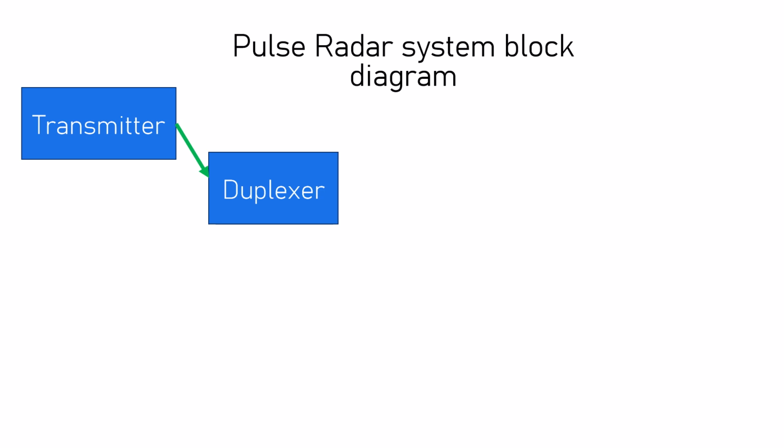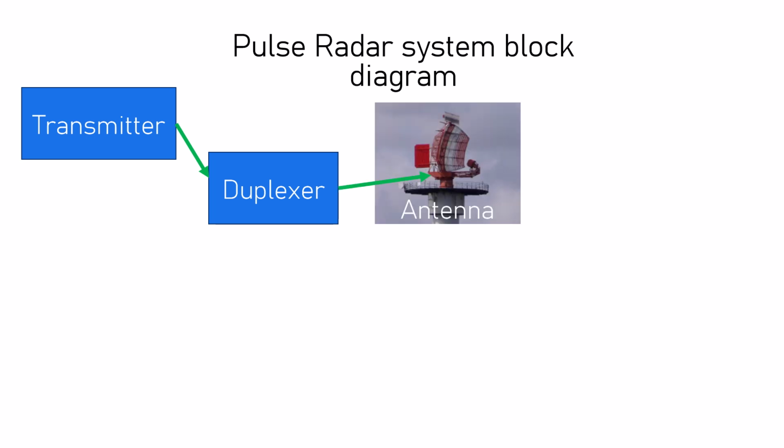The transmitter is connected to a duplexer. This is an electronic device that allows bidirectional communication over a single path. It isolates the receiver from the transmitter while permitting them to share a common antenna. The duplexer is then connected to an antenna. The antenna is directional, so it transmits the radar signal in a narrow beam and usually rotates so that the transmitted radio signal scans over an area.